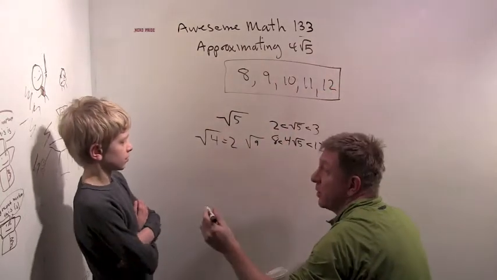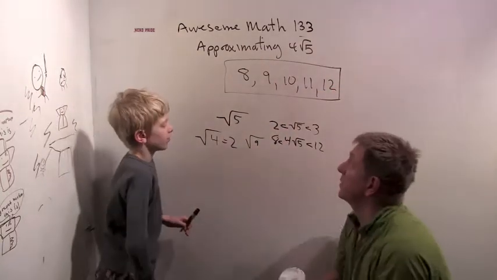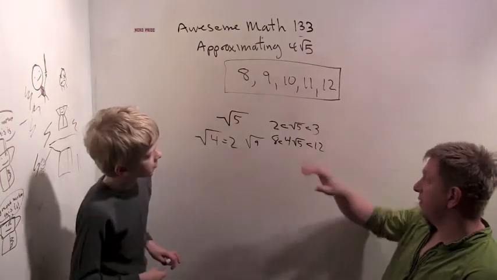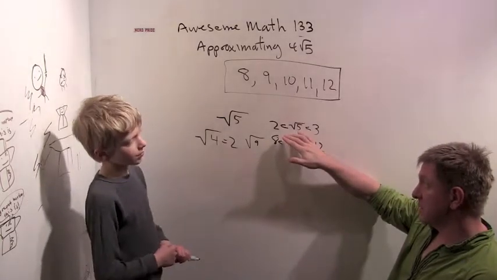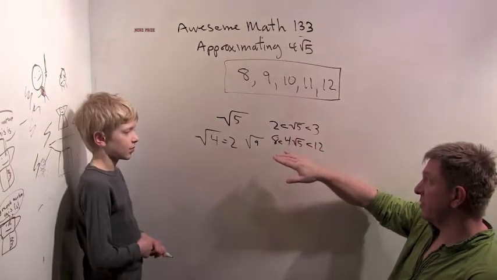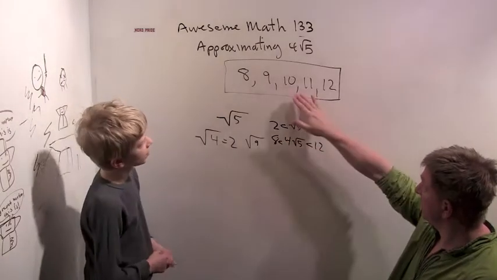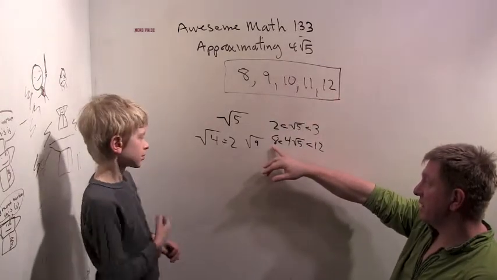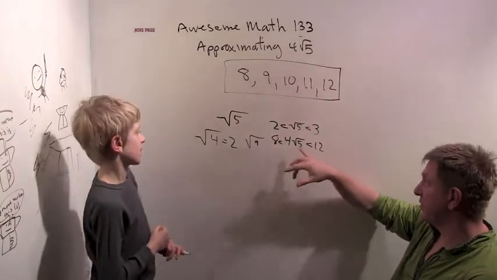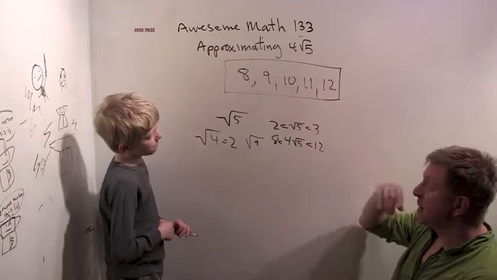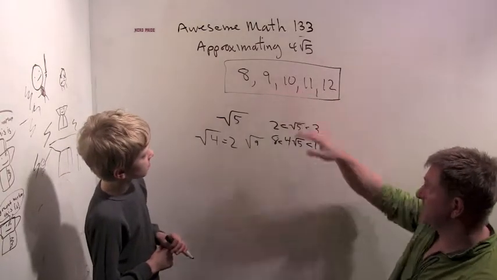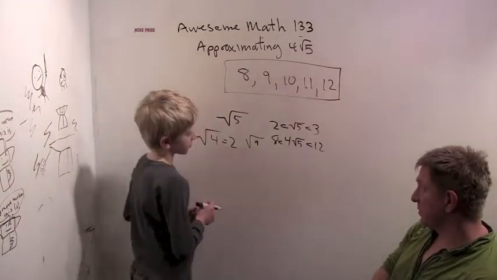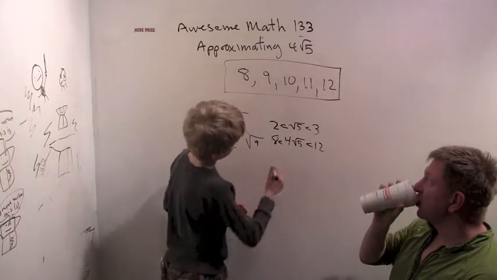Okay, we don't know. So in this one, we could say it was between 2 and 3. This one we say it's between 8 and 12, but we're trying to find the closest one. And it's going to be one of those because we know 4 times the square root of 5 is bigger than 8 and less than 12. But we don't know which one of these is going to be closest. Well, we can approximate.